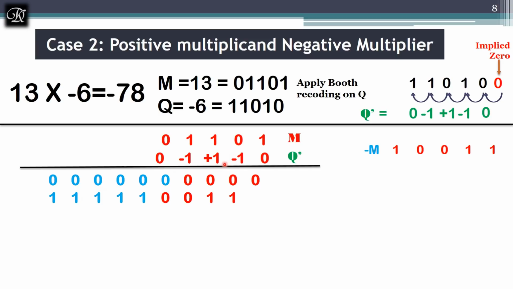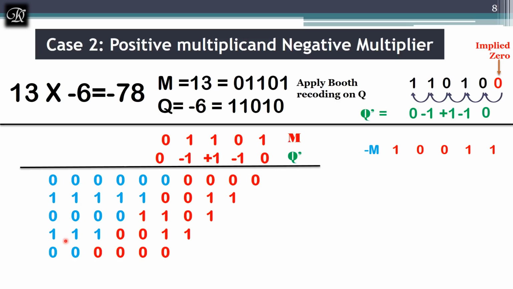Next, multiply this with the positive value, +1. So m remains as it is, and now what I got is 0 1 1 0 1, and the sign bit is 0, so the extension is zeros. Next, again -1, the same answer will come, but the number of bits will be reduced. So I got 1 0 0 1 1, and the sign bit is 1, so the extensions will be 1 1. Next it is 0, so I add 0 over here, then find the final product.